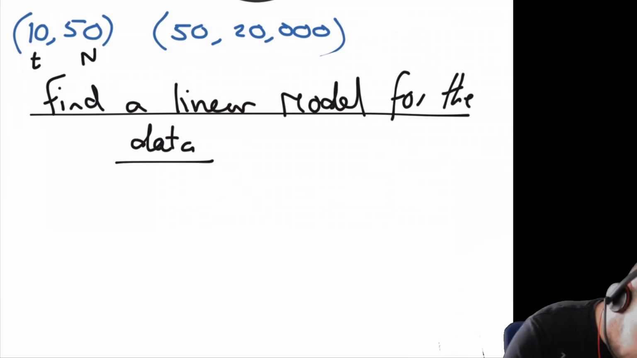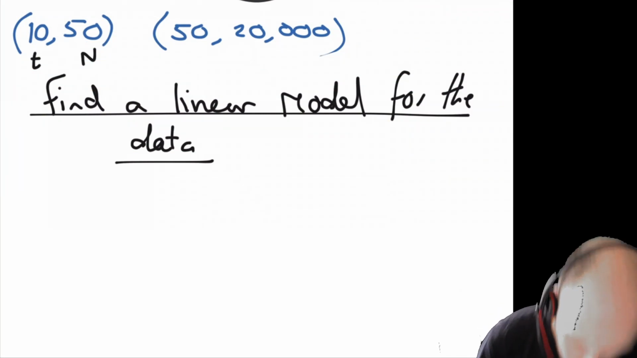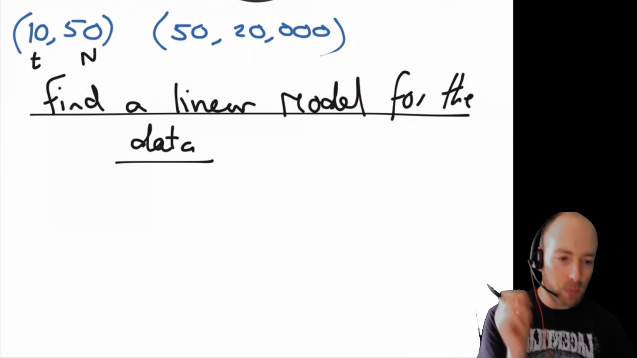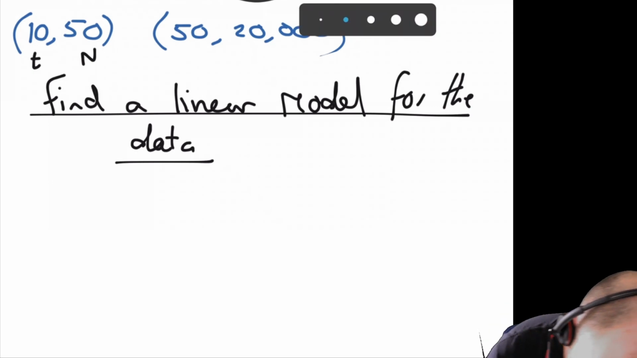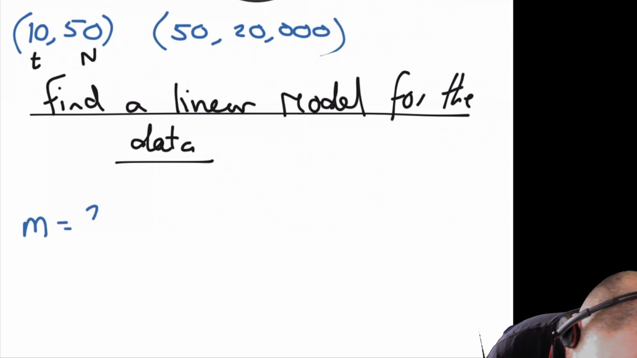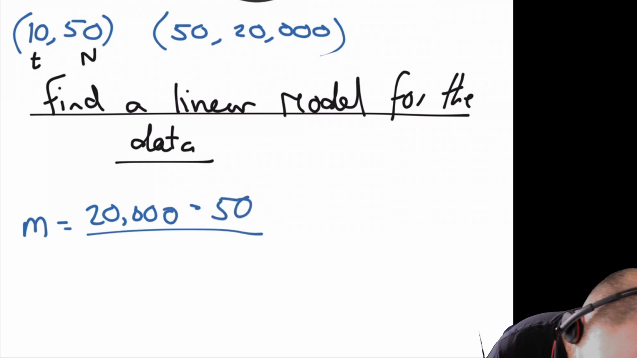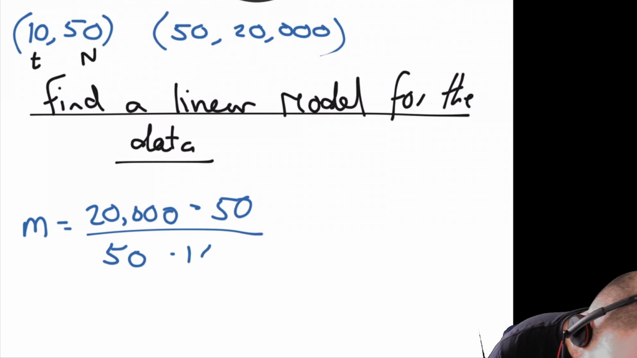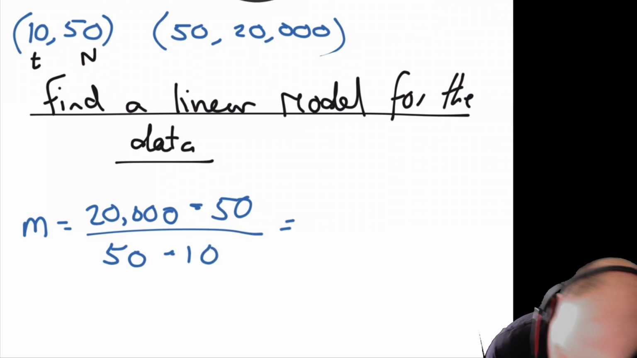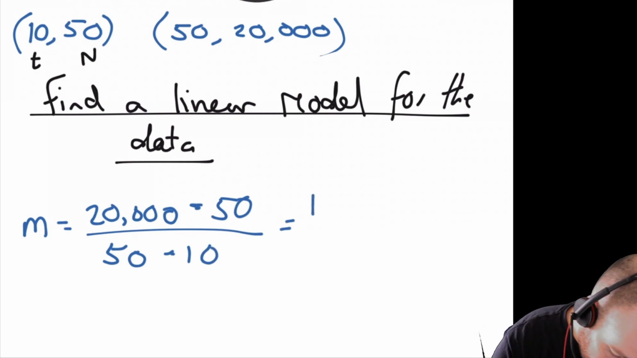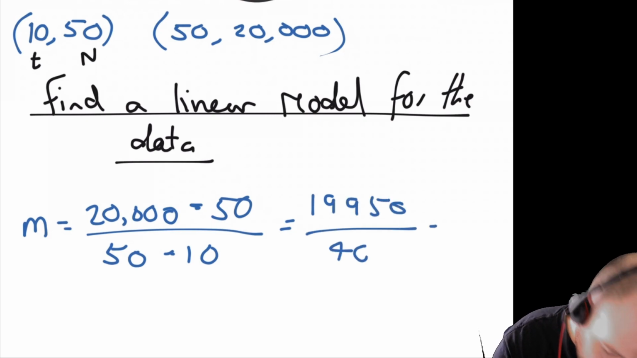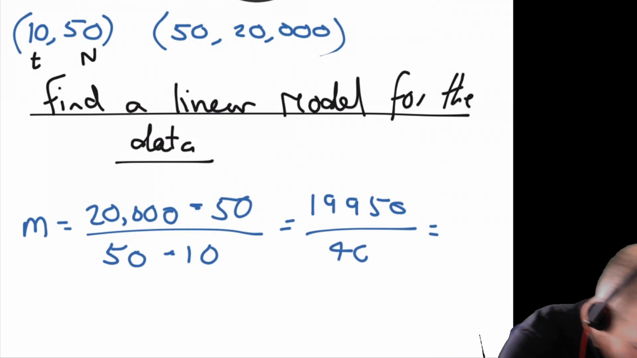Okay, so find a linear model. We are just going to treat it as 2 points on a line, work out the gradient, work out the intercept. So gradient: 20,000, y2 take y1, divided by x2 take 10, which gives me 19950 over 40, which is a very big number.